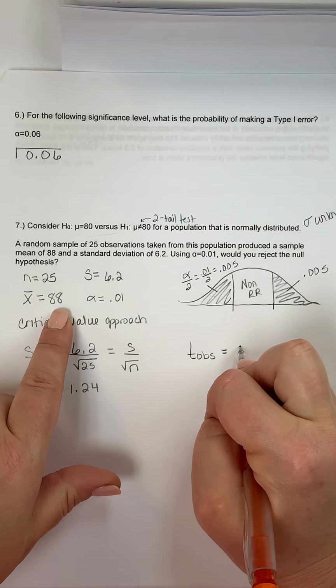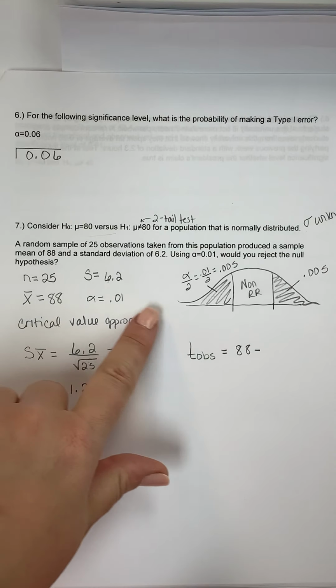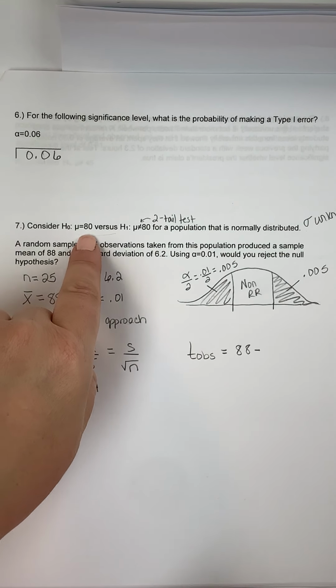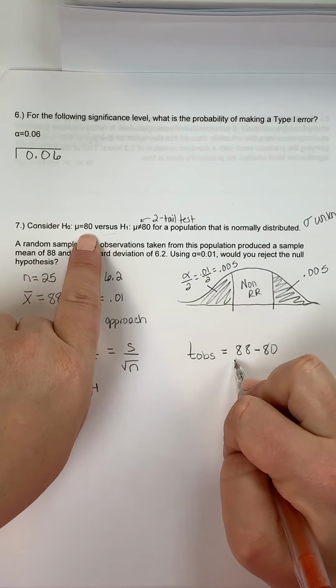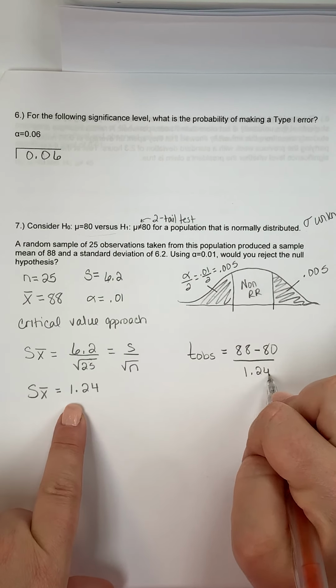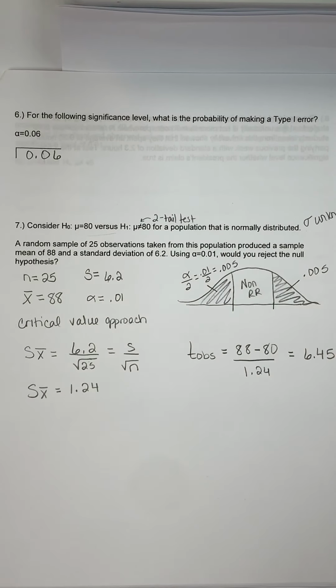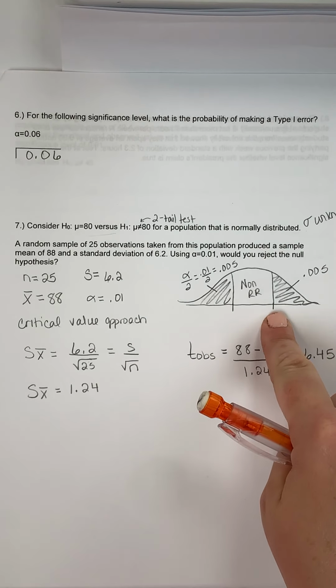We're going to do our T observed. That's going to be X bar minus mu. Remember, don't panic if you can't find mu. Where do I go? To the null. It's up here with the null. Divided by S of X bar. My T observed comes out to be 6.45. That is a large T observed. Now I need my 2 T criticals.